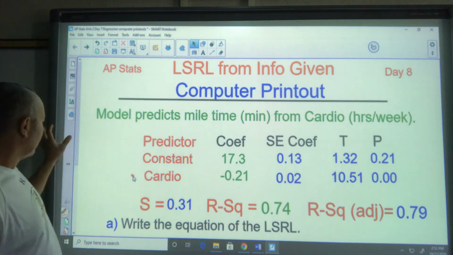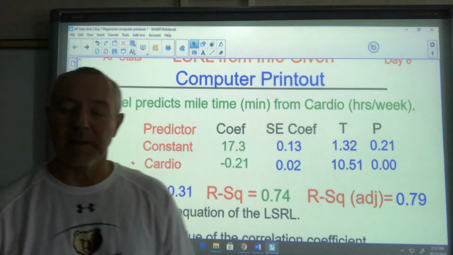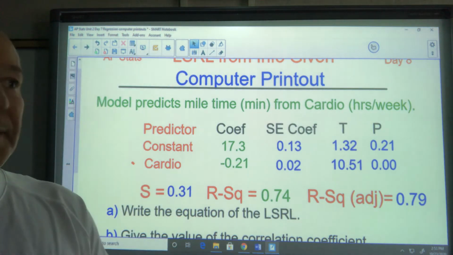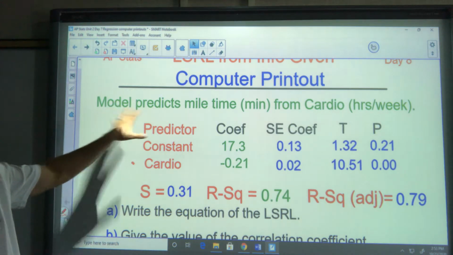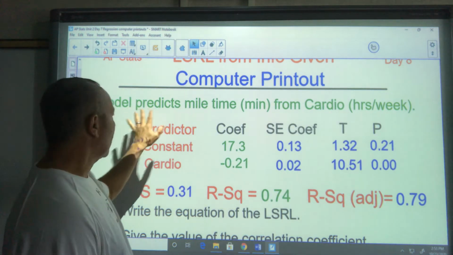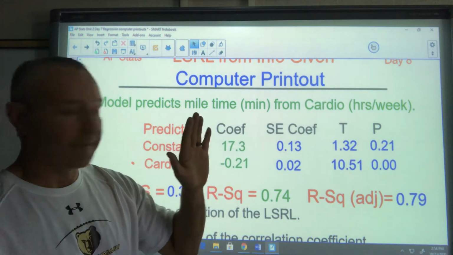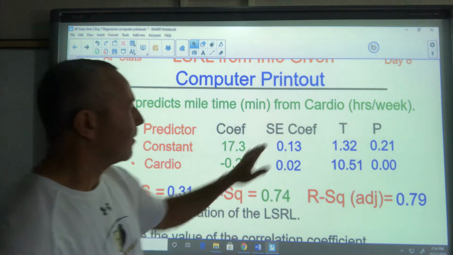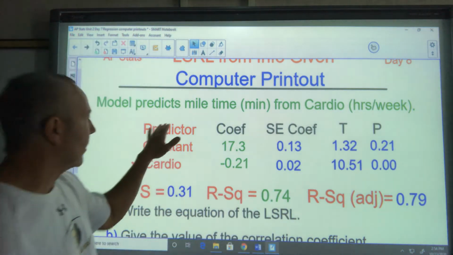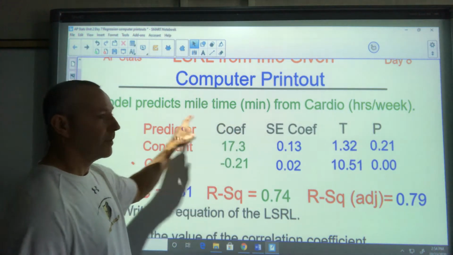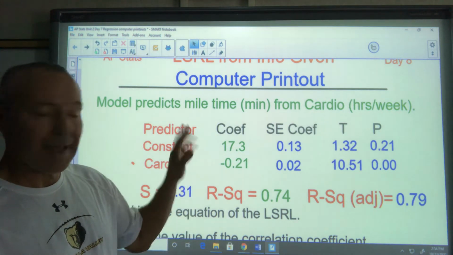So the computer outputs on the AP exam will look like this. There's a whole bunch of information that we don't really ever use, and some we need to translate from that. There'll usually be a paragraph above: this model predicts mile time in minutes. That's your response variable, the one on your y-axis, whatever it's predicting, from cardio hours per week, which is my explanatory variable. So somewhere in the paragraph, you need to find the response, or y-axis part of the problem. It's usually in the text up there.